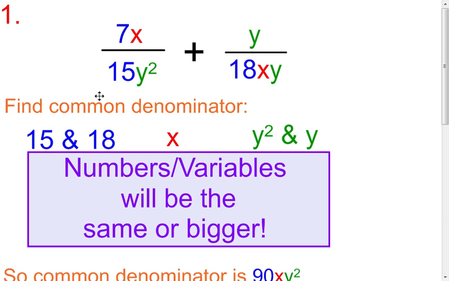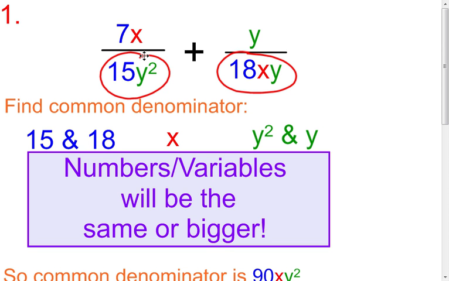So if I am looking at these two denominators right here, and I need to find the common denominator, think about doing it with your numbers first and then with each variable separately, okay? So if I'm comparing 15 and 18, I need a number that 15 and 18 both go into. If worst comes to worst, of course you can multiply 15 by 18 and 18 by 15, but sometimes there's a smaller number that they go into, so you need to figure that out, okay?